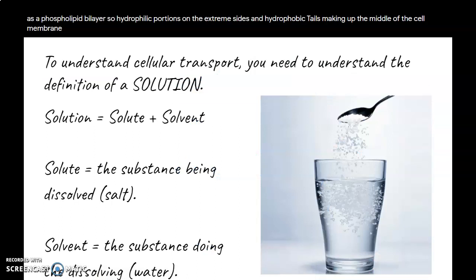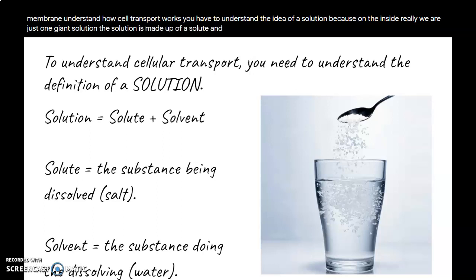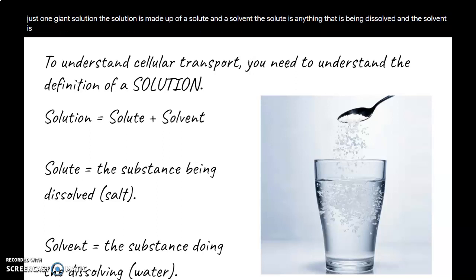In order to understand how cell transport works, you have to understand the idea of a solution, because on the inside, really, we are just one giant solution. A solution is made up of a solute and a solvent. The solute is anything that is being dissolved, and the solvent is anything doing the dissolving.